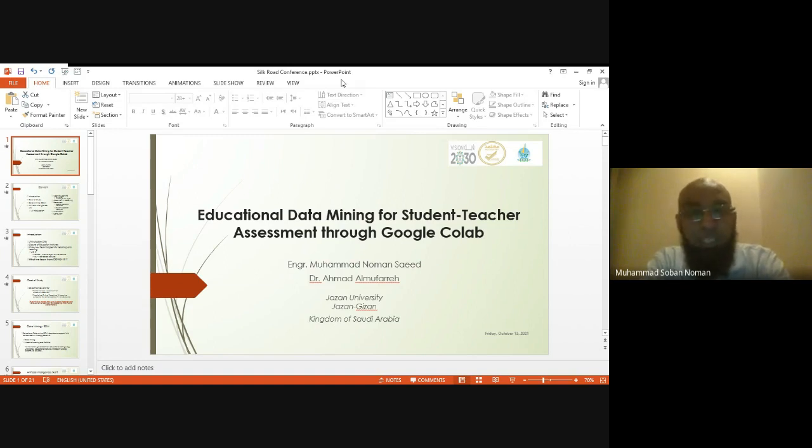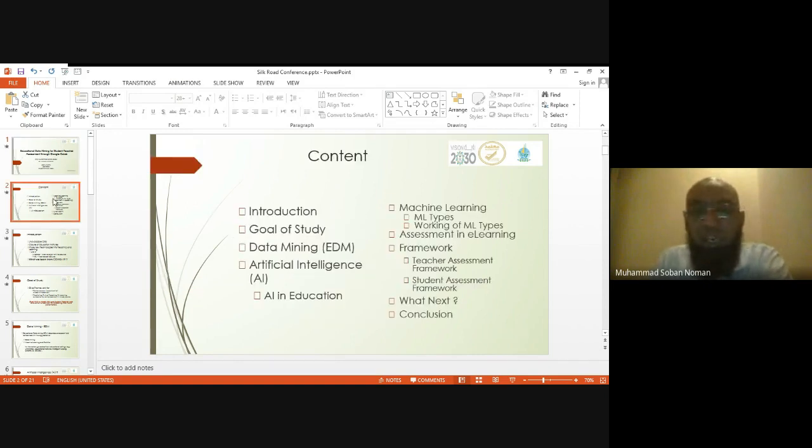It's about educational data mining for student and teacher assessment through Google Colab. We will further see why we need this. This is the content of our presentation. We will start from the introduction, goals of our study, data mining, AI techniques which we can use in education, as well as machine learning types, framework, and our plan for completing this research.